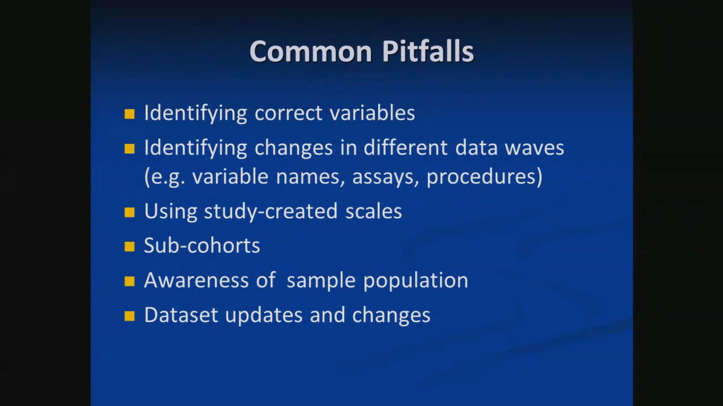Okay, so common pitfalls, we talked about a lot of them: identifying the correct variables, the changes in the different waves, using study-created scales. Okay, this is a big one. I'm going to show you an example of this. Oftentimes a study will create the scales that you might be interested in. So for example, a scale of comorbidity, okay? That's great if they created it the way you wanted, but you have to check how it was created because it may not be what you think it is. Okay, so don't take things at face value, understand the definitions.